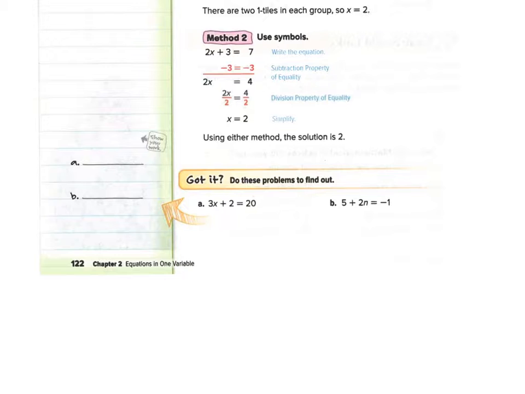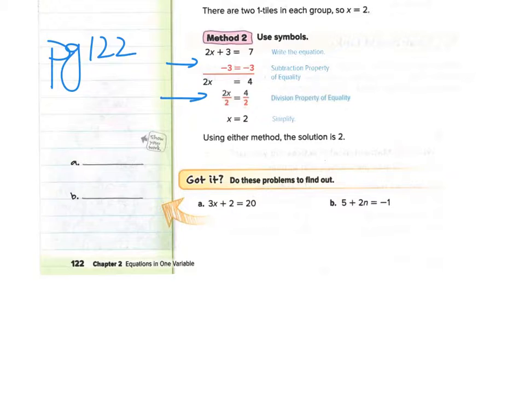Still on page 122, they give you method 2, which is the algebraic method of solving. Notice, to get rid of plus 3, they subtract 3 from both sides, just like we've been doing. And to get rid of times 2, they divide both sides of the equal sign by 2, just like we've been doing. These are like our one-step equations, except they're pushed together into the same equation. So we have two different equations mixed, kind of.